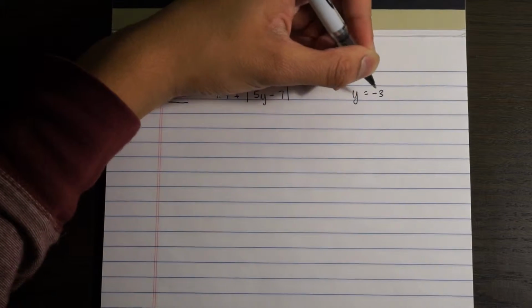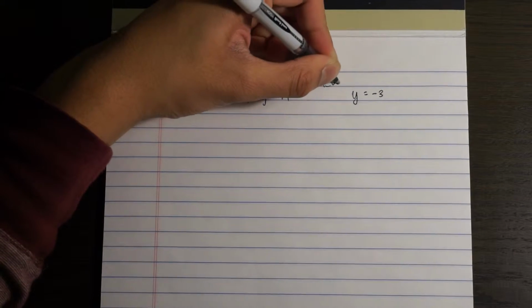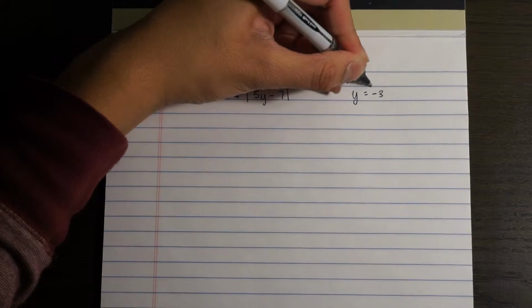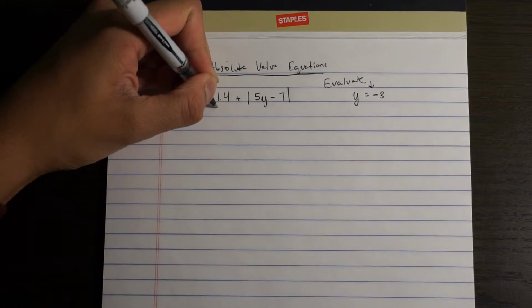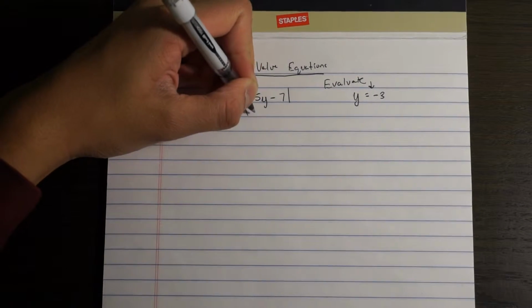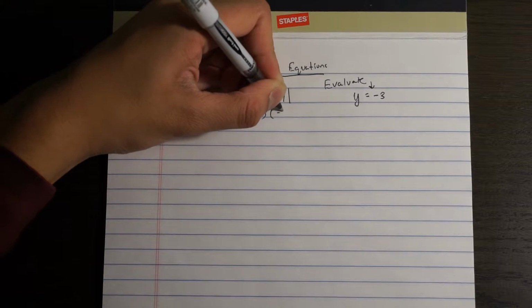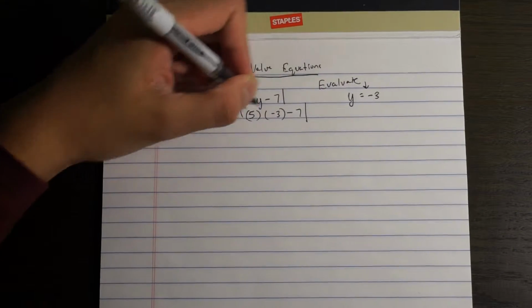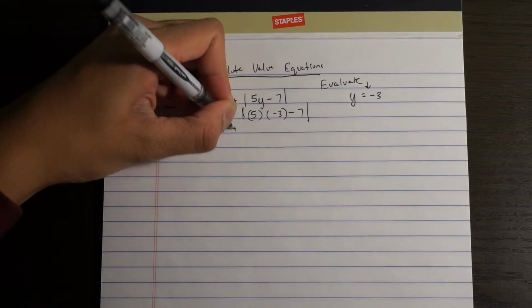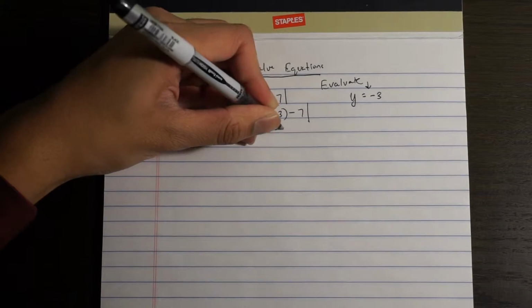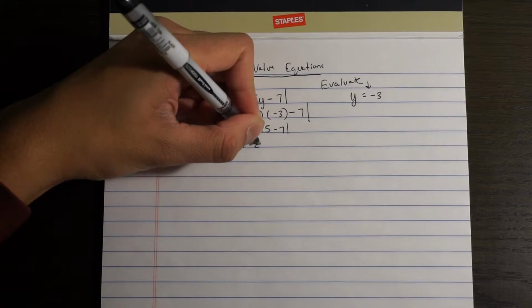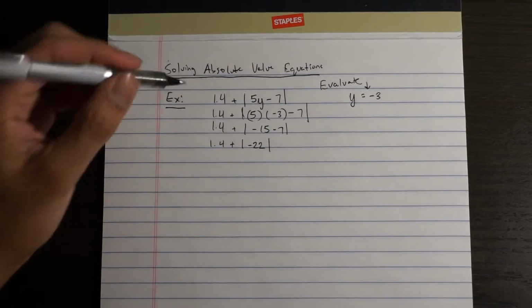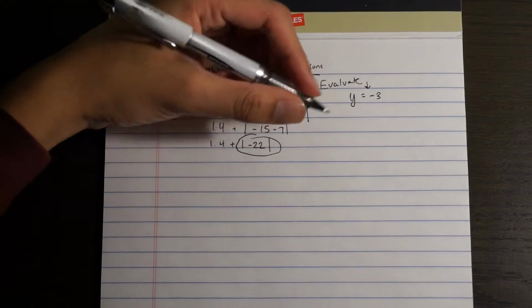And let's say we know that y equals -3 and we want to evaluate at this value for y. So let's plug in for y. So we have 1.4 plus absolute value of 5 times -3 minus 7. And this is just 1.4 plus absolute value of -22. So now we need to know what happens when you have an absolute value.